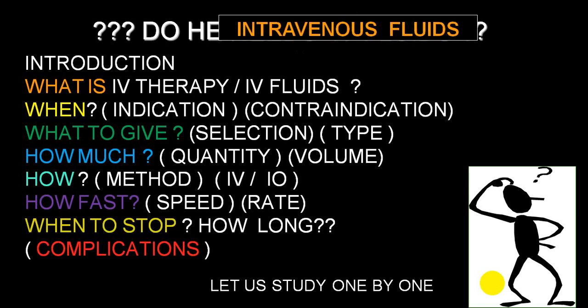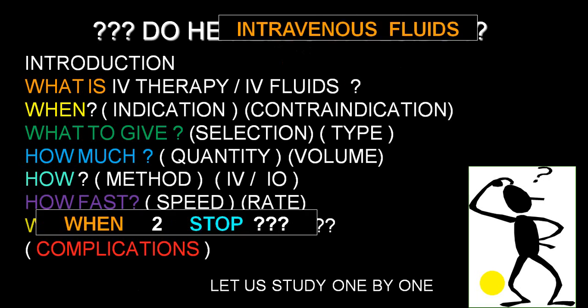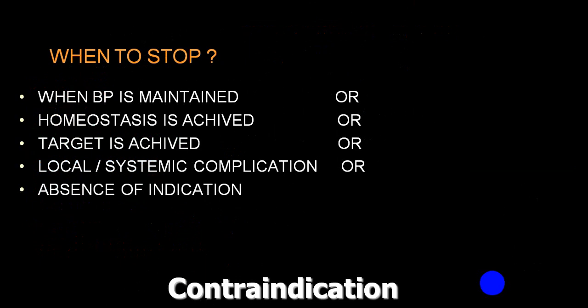Now we come to the last part, that is when to stop. Now very, very important. If blood pressure is maintained, hemostasis is achieved, meaning the person is absolutely stable, blood pressure is stable, pulse is stable, good volume, peripheral circulation is established, you have achieved all your targets regarding your pulse, blood pressure, respiration, temperature, etc., and there are no local or systemic complications, now you can stop. That will be the time. This will be the overall view.